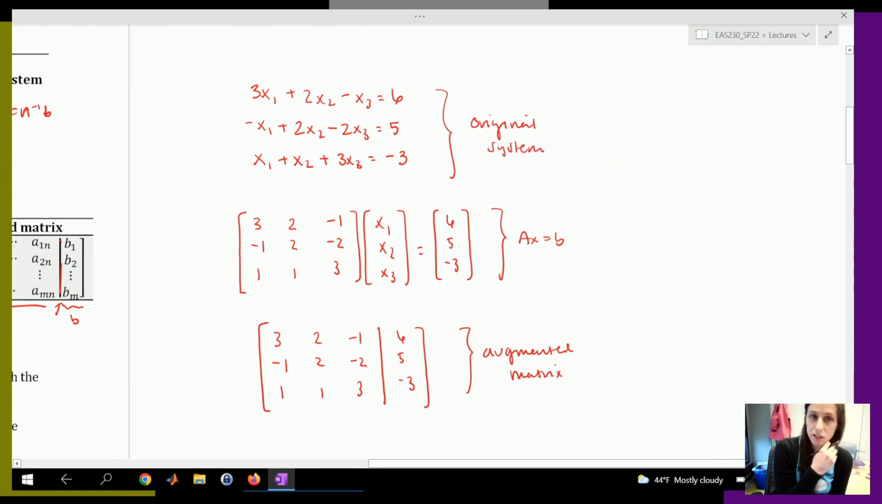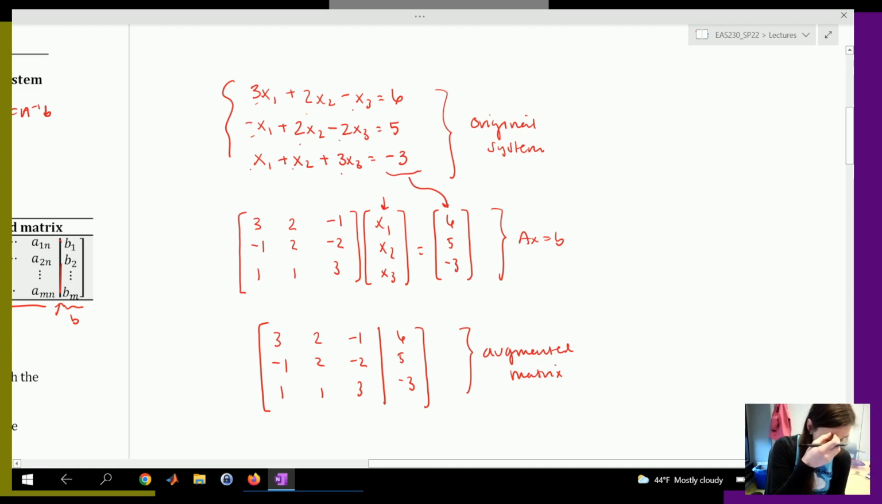So over here I have an example of this. Here I have an original system, 3x1 plus 2x2 minus x3 equals 6, two more equations. This is how we typically see our systems written out in problem statements. But we can write it in the form of Ax equals b, where A contains all of my coefficients. So 3, -1, 1, 2, 2, 1, -1, -2, 3. And then here's my x, it's full of my unknowns. They can be called whatever in the system, x, y, z, a, b, c, z1, z2, z3, it doesn't matter. And then the constants from my right-hand side go in my b vector.